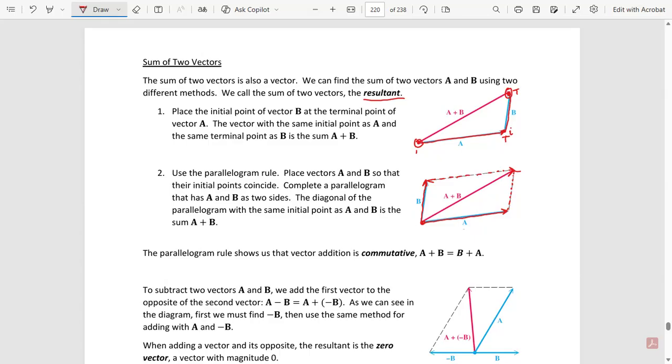But what do we do for adding? We're just adding the values. And you will see in the next page how we can add the two vectors when we have the vector components.